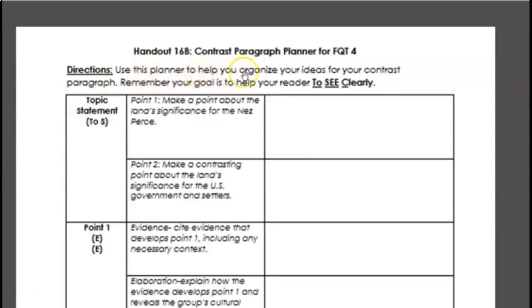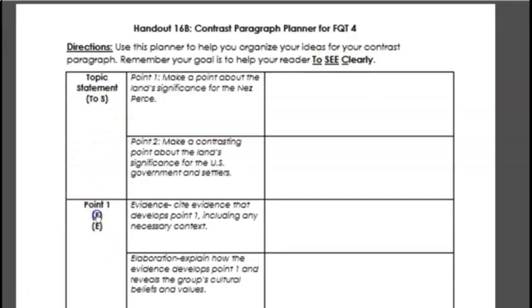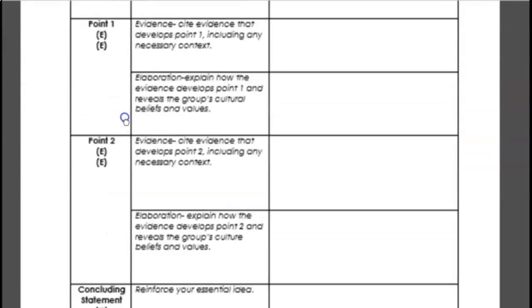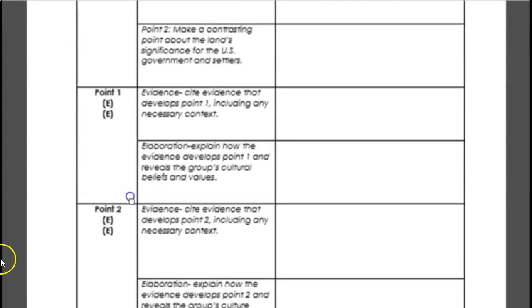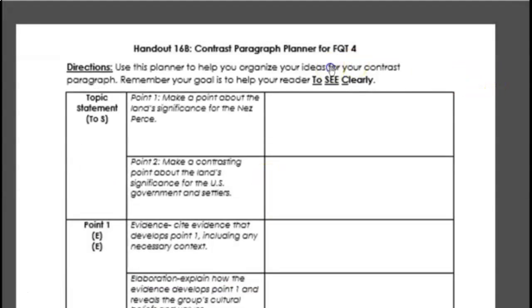So, directions. Use this planner to help you organize your ideas for your contrast paragraph. Remember, your goal is to help your reader to see clearly. The T with the S is the topic statement, EE for point 1 and point 2, and then C is your concluding statement. So, you're going to be completing this graphic organizer. So in this first box, your first point will go here.